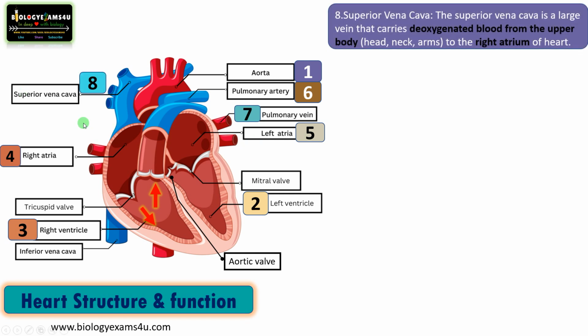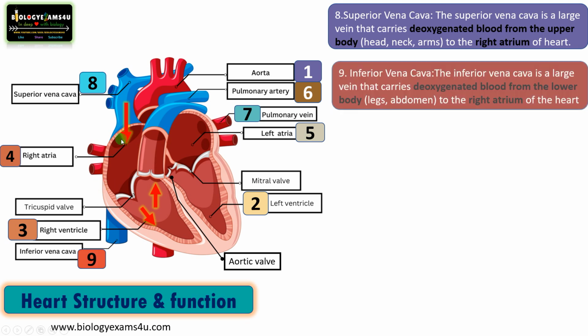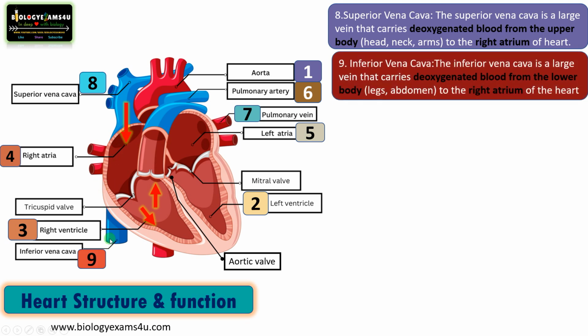The next structure is the superior vena cava. The superior vena cava is a large vein that carries deoxygenated blood. As you see, it's a large vein from the upper body, head, neck and arms to the right atrium of the heart. Next structure is the inferior vena cava. This inferior vena cava is also a large vein that carries deoxygenated blood from the lower parts of the body like legs, abdomen to the right atrium of the heart.